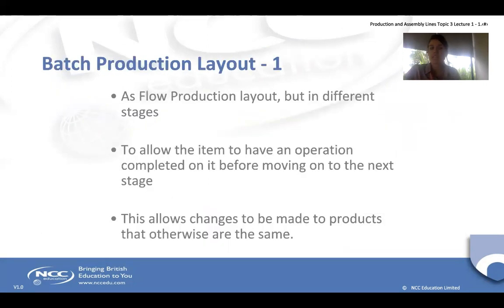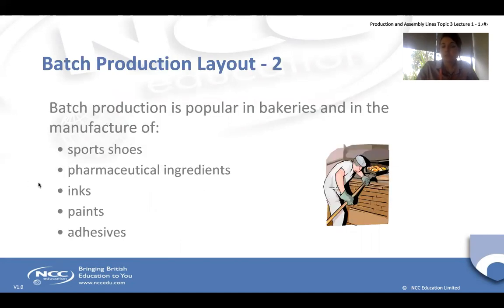Batch production is in different stages. So you make groups of one product, batches of one product. So as an item is completed, it then moves on. So this allows changes to be made to products that are otherwise the same, because you can make one product and then you can stop and make another product. For example, sports shoes, maybe different sizes of sports shoes.